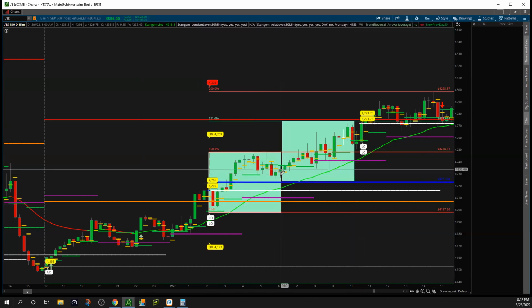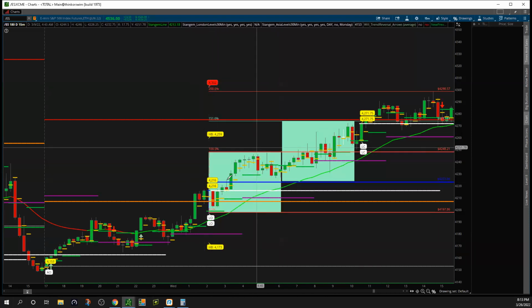6 a.m. We're buying 6 a.m. Low, high, halfback. 6 a.m.'s halfback. We're above halfback of the block. Let's buy. Anything above the 50, we're buying. Stangem line said buy. We're above London open. That means buy. Look, London open, white line, London open.